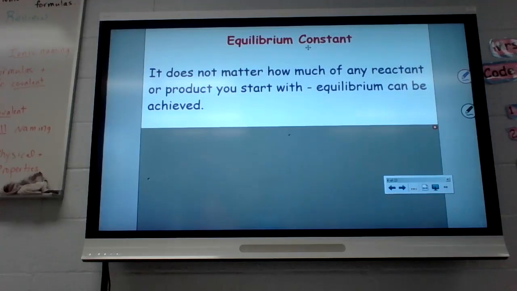This is what I'm talking about here. Our amount of reactant or product can change, but equilibrium can still be achieved, all right? So we might have more reactant or we might have less reactant. It doesn't affect equilibrium, okay? Does that make sense?